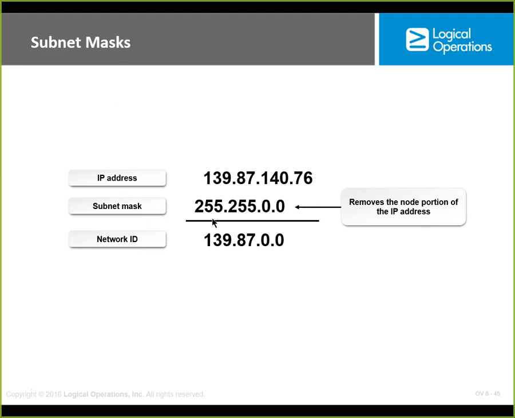The subnet mask 255 we talked about, with 139.87.140.76 and 255.255.0.0, removes the node portion of the IP address, zeros. What the computer does in this thing, and I'm just going to make up some ones and zeros.